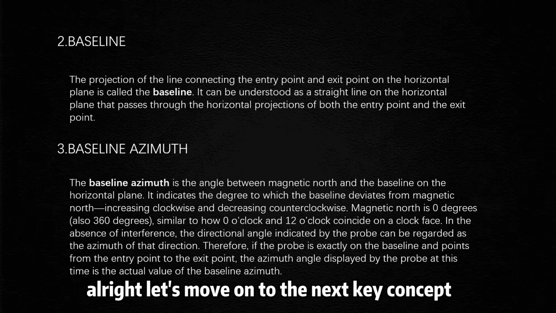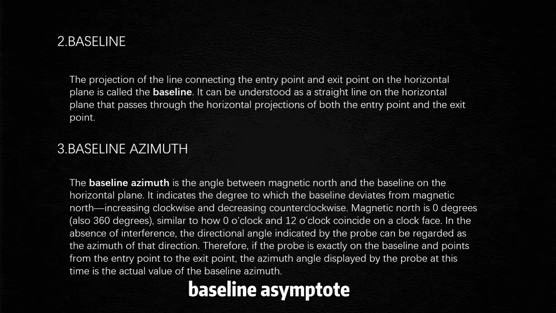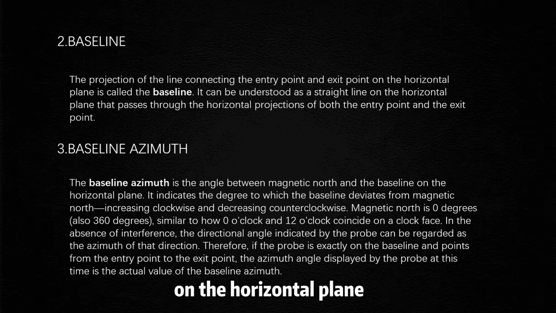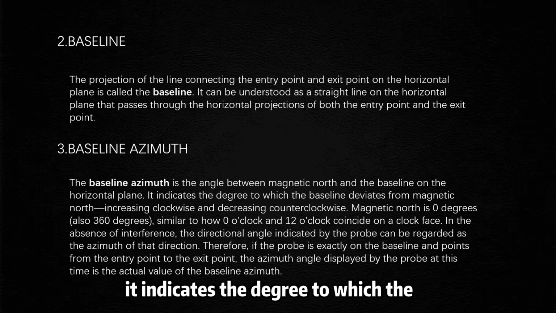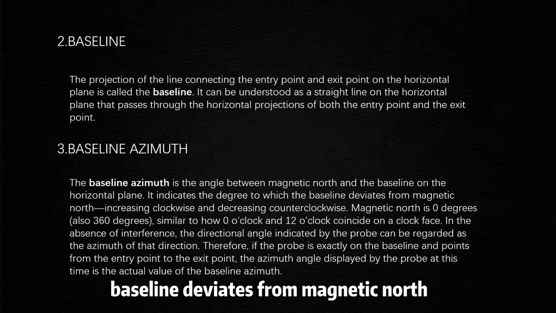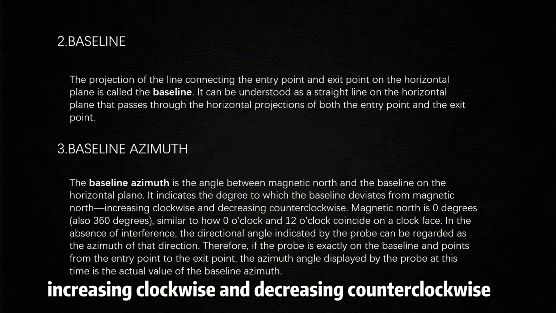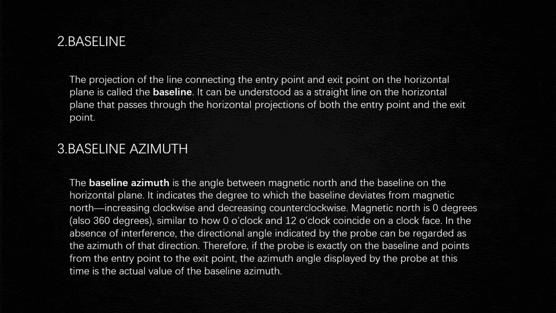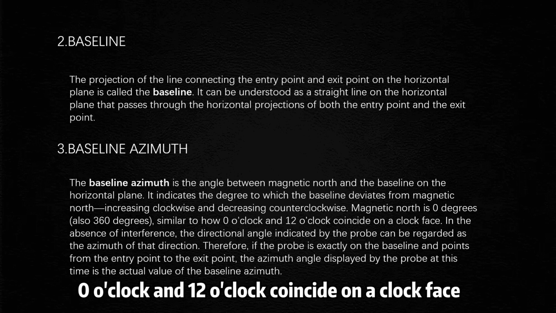Alright, let's move on to the next key concept, baseline azimuth. The baseline azimuth is the angle between magnetic north and the baseline on the horizontal plane. It indicates the degree to which the baseline deviates from magnetic north, increasing clockwise and decreasing counterclockwise. Magnetic north is 0 degrees, also 360 degrees, similar to how 0 o'clock and 12 o'clock coincide on a clock face.